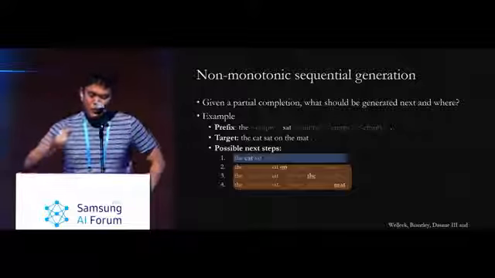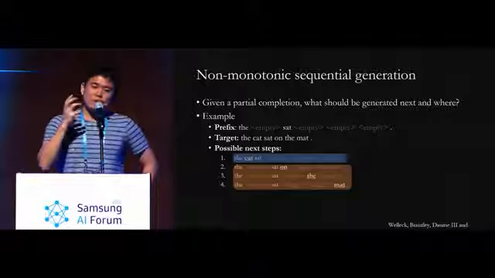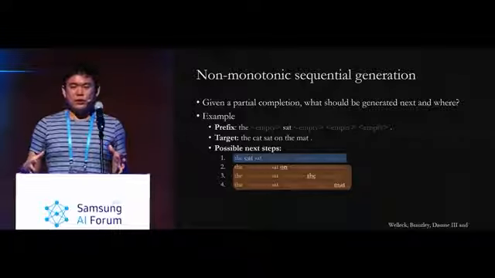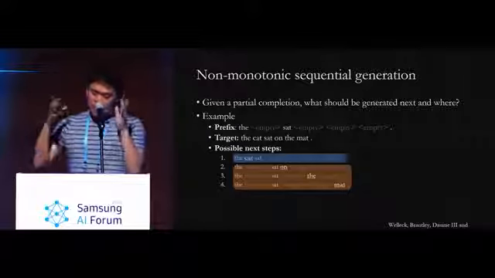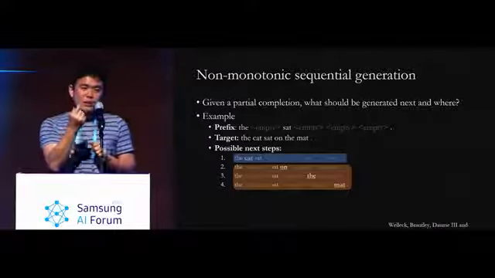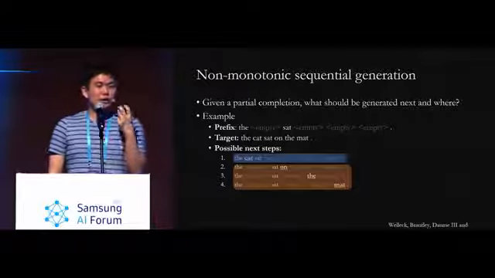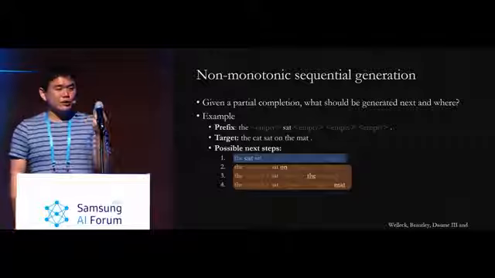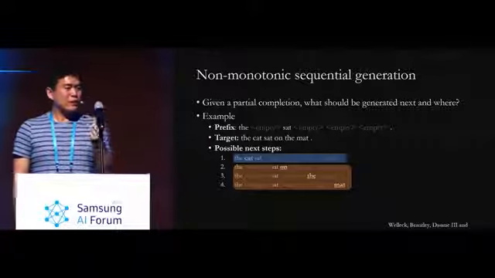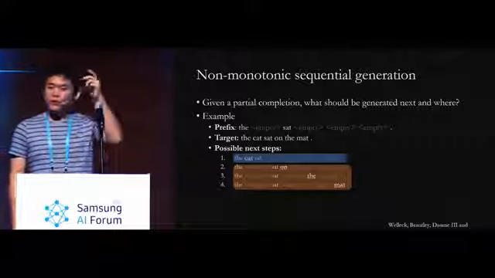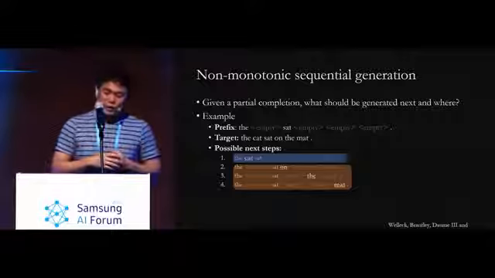And that's where we run into the so-called non-monotonic sequential generation. When you think about building any kind of structured object, or any algorithm that is going to generate a complicated structured object, the question that must be answered is: given a partial completion of the structure, what should be generated next and where? Once you can answer this question, you can apply this answer over and over recursively in order to build a very complex structure out of it.